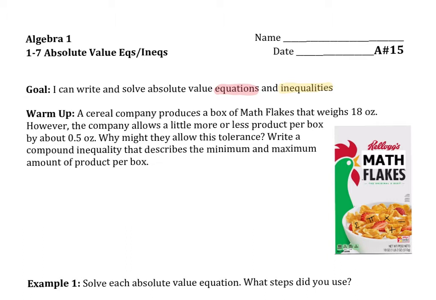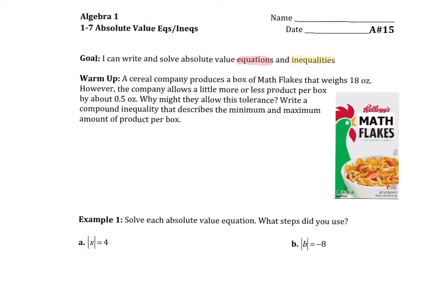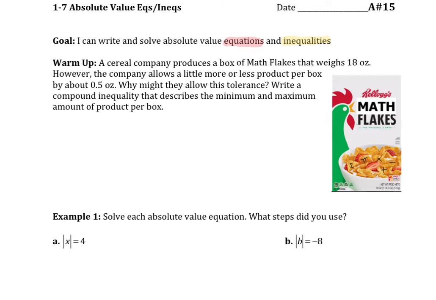And we are back. A cereal company produces a box of math flakes that weighs 18 ounces. And notice, they print little math symbols on each flake. What a glorious thing. However, the company allows a little more or less product per box by about 0.5 ounces. Why might they allow this tolerance? Write a compound inequality that describes the minimum and the maximum amount of product per box.